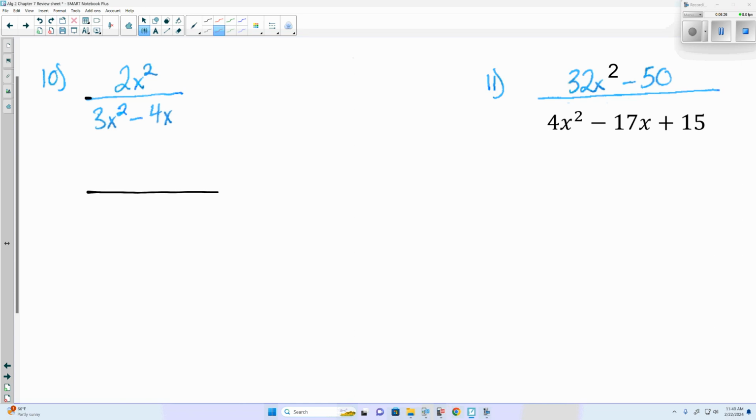Yeah. 2x squared at the top of this fraction. No, because we have one term. When it's by itself, that's not factorable. The denominator, 3x squared minus 4x. How can we factor it?